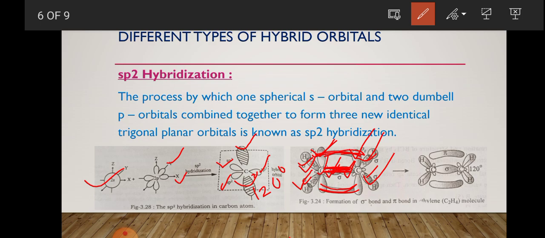Thus, in the ethylene molecule, a double bond is formed. One is a sigma bond and another one is a pi bond. That is, a carbon-carbon double bond is present in the ethene molecule.